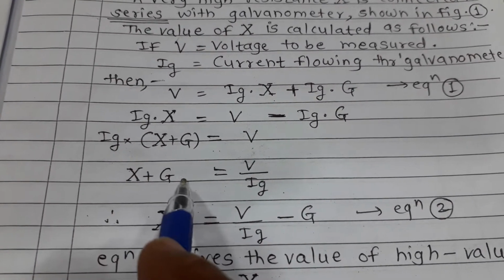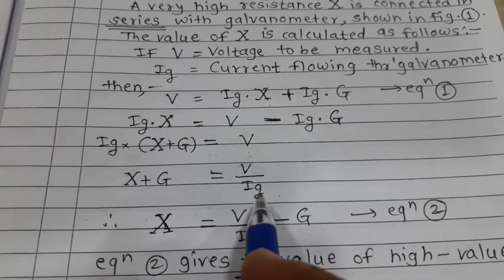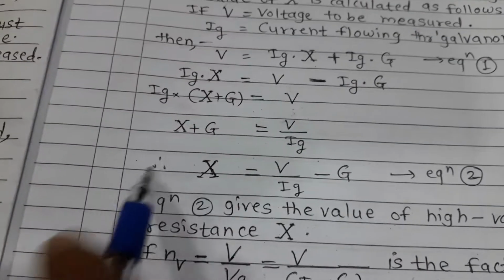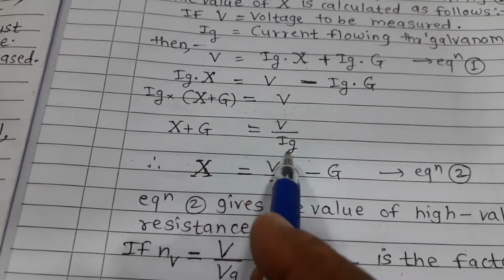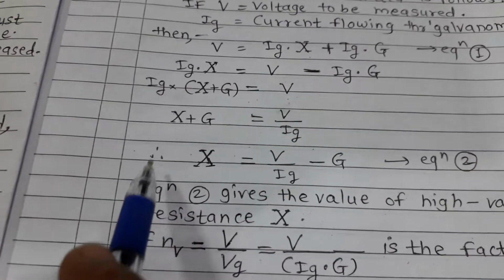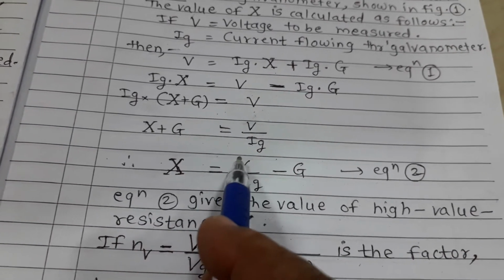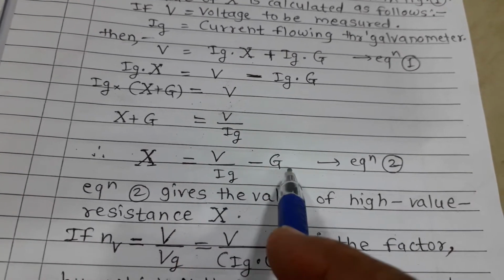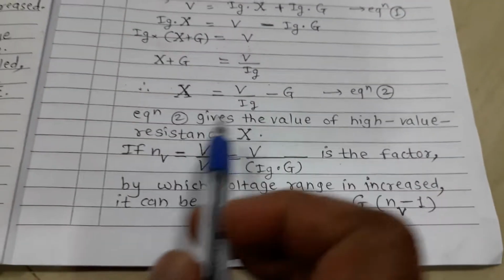Therefore, X plus G is equal to V divided by Ig. See here, Ig is multiplied here, hence it is divided on the opposite side. Therefore, X is equal to capital V divided by Ig minus capital G, equation number 2.